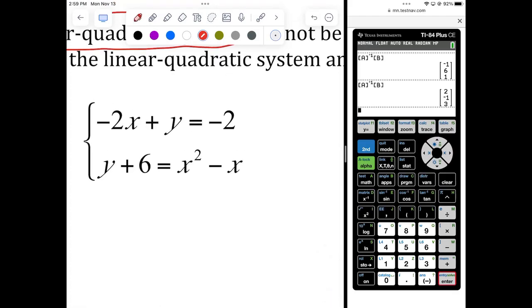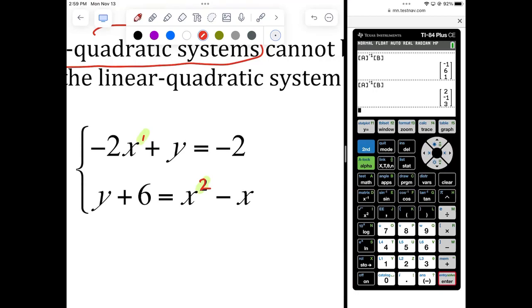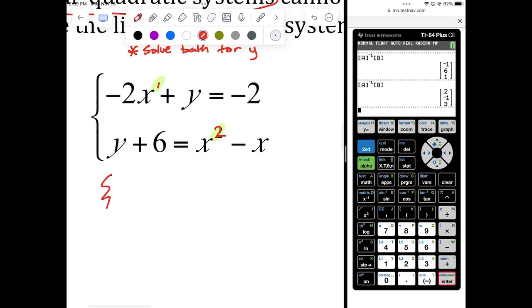All right, we know this is a linear quadratic system because I have an x to the first and I have an x to the second. Remember, for linear quadratic systems, you always want to solve both for y. Okay, you want to solve them both for y. So let's do that. We get y equals positive 2x minus 2, and we get y equals x squared minus x minus 6. That writes it in descending order.